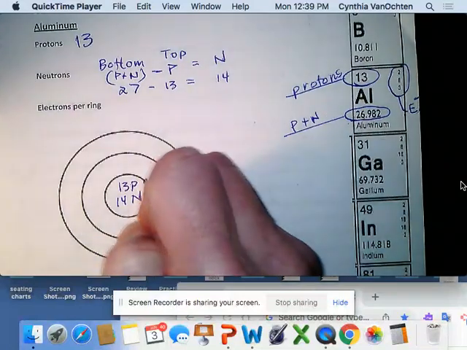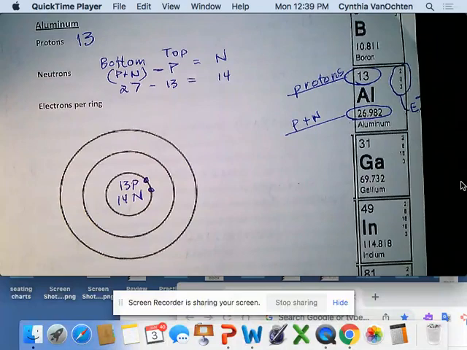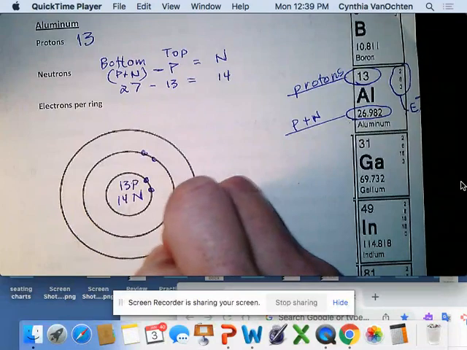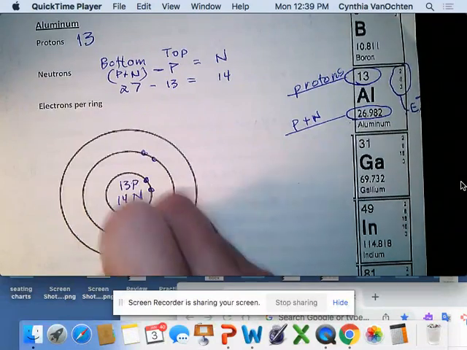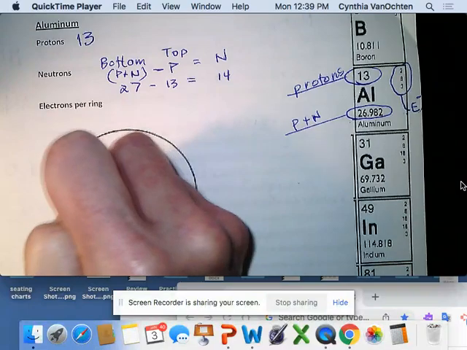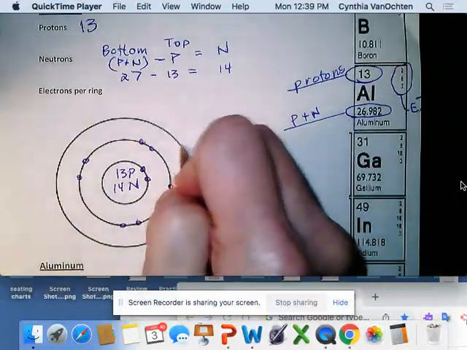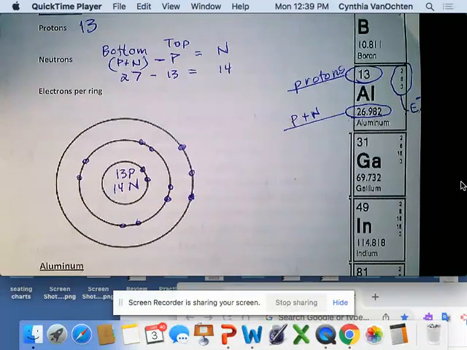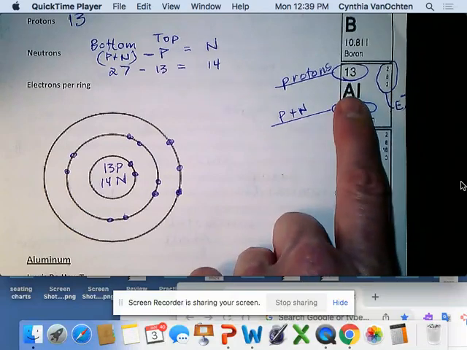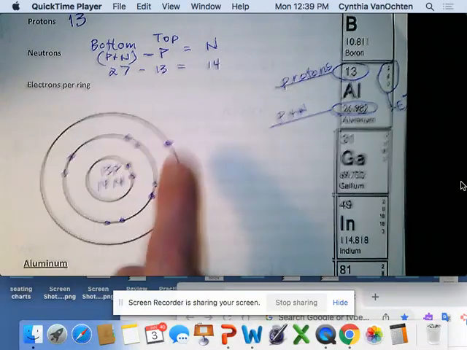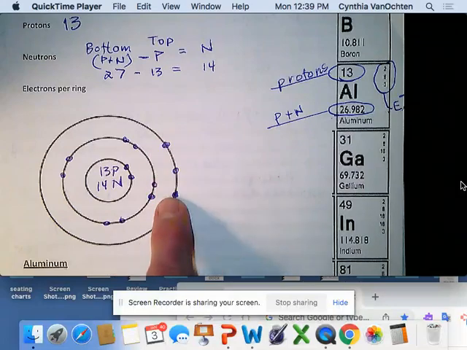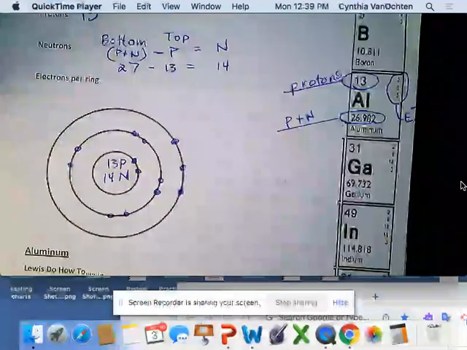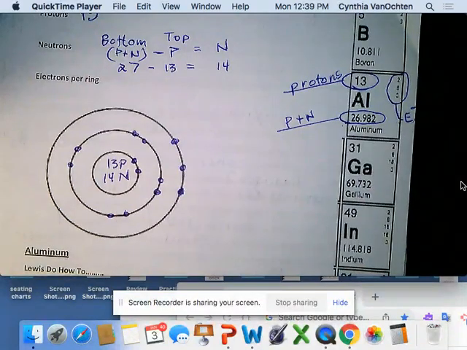So you put 2 in the first ring. You can put them anywhere in the first ring that you want. 8 in the second ring, 2, 4, 6, 8, put them anywhere you want in the second ring, and then you put 3 in the third ring. So it's really easy to tell when you look at a Bohr diagram. I know aluminum is a metal. Metals give up electrons. If I give away these 3 electrons, this ring disappears, and I have a stable 8 in my outer ring. So the Bohr diagram really helps us see that.